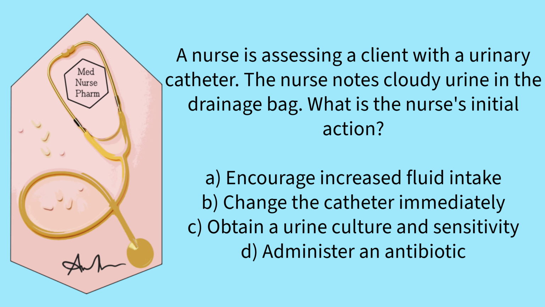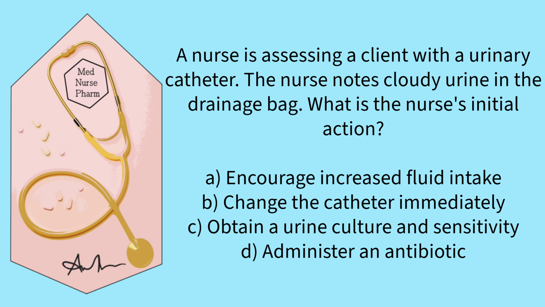A nurse is assessing a client with a urinary catheter. The nurse notes cloudy urine in the drainage bag. What is the nurse's initial action? A, encourage increased fluid intake; B, change the catheter immediately; C, obtain a urine culture and sensitivity; D, administer an antibiotic. Pause the video and select your answer. The correct answer is C. Obtain a urine culture and sensitivity.